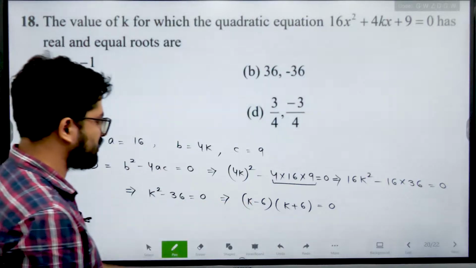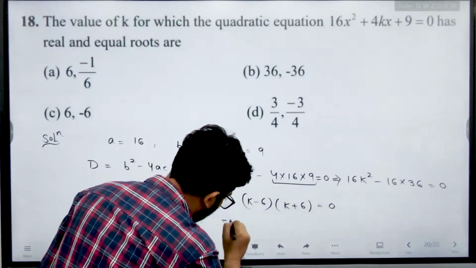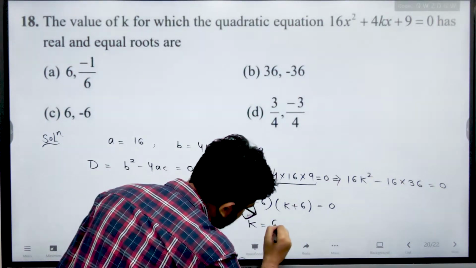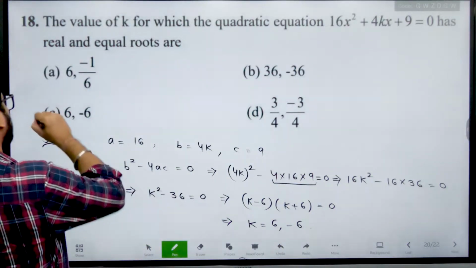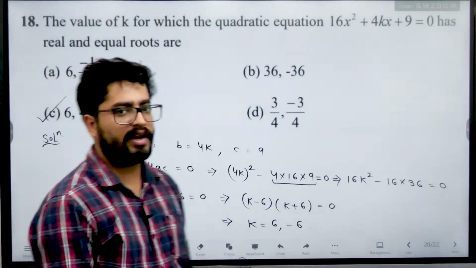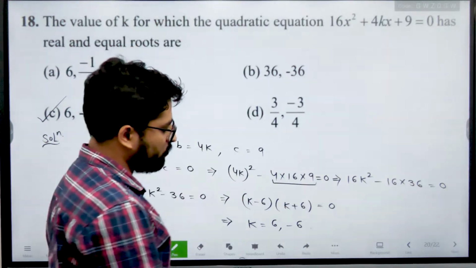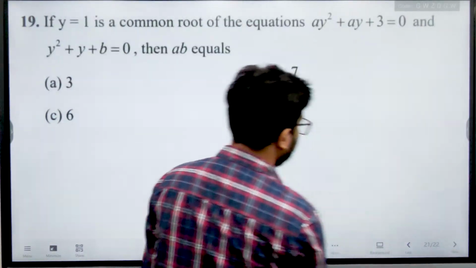Yes, k square minus 36. So the values of k are k is equal to 6 or minus 6. So C is the final answer. Okay, now next one is what? Next question.